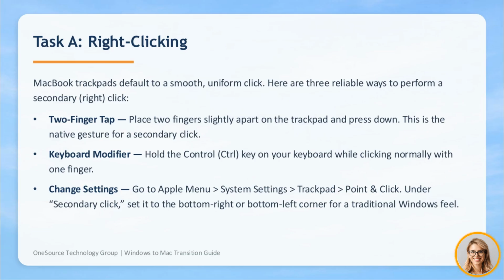Alternatively, you can use a keyboard modifier by holding the Control key on your keyboard while clicking normally with 1 finger. For a more traditional Windows feel, you can change your settings. Navigate to Apple menu, then System Settings, Trackpad, and Point and Click. Under Secondary Click, set it to the bottom right or bottom left corner of the trackpad.